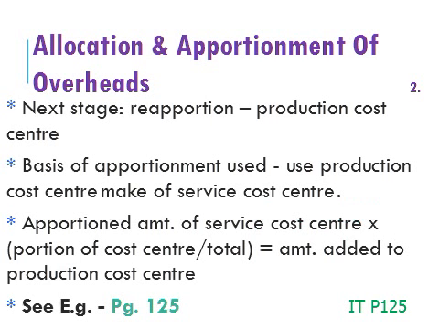The next stage in absorption costing is to reapportion the service cost center overheads to the production cost center. The basis of apportionment used is usually based on the use that the production cost center makes of the service cost center. The apportioned amount of the service cost center, multiplied by the portion of the cost center, which is divided by the total of the cost center, equals the amount to be added to the production cost center.